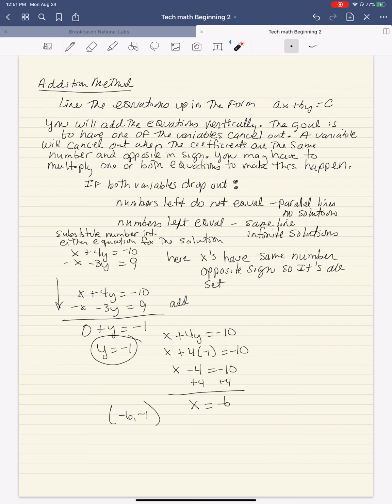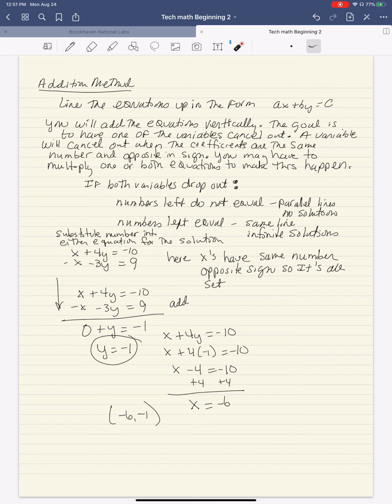So I just rewrote them, and now I'm going to add them vertically. So notice I'm going down here. x take away x is 0. 4 take away 3 is a 1. Minus 10 plus a 9 is a minus 1. So 0 plus y is a minus 1. y equals minus 1. So I got one of my answers right here.